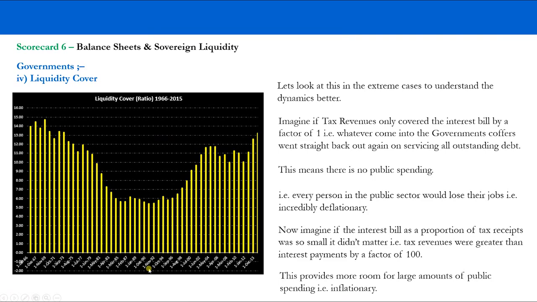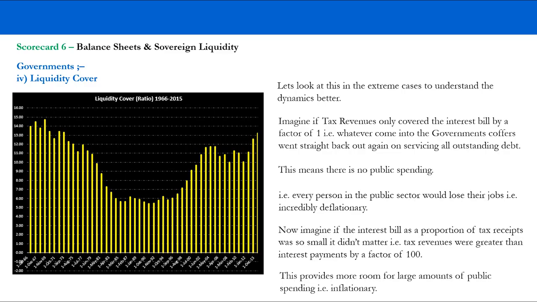If you want to understand this in a bit better detail, let's think of the extreme cases so we can understand the dynamics better. Imagine a situation if tax revenues only covered the interest bill by a factor of 1. So whatever the government received in their coffers, so whatever they received in tax revenues, went straight back out again on servicing all outstanding debt. So all the revenues that they received went out to pay the interest bill on the outstanding debt.